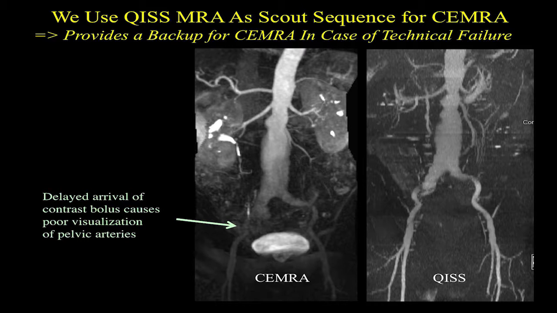Here, an aneurysm is holding up the passage of contrast. Even though we did a good timing bolus, we don't see the iliac vessels. The SCOUT KISS exam shows those very nicely.